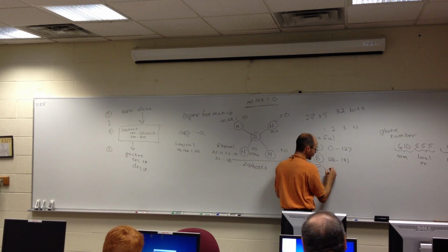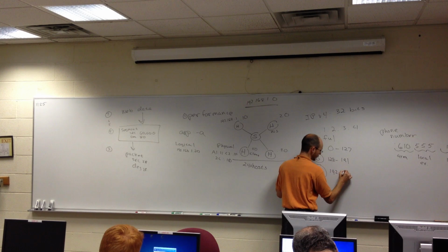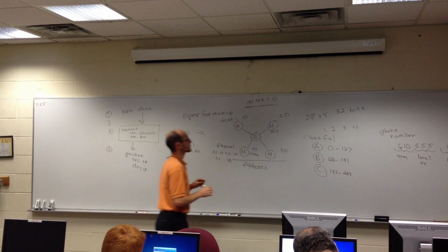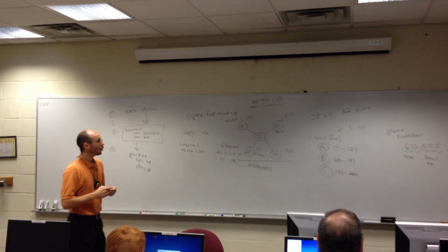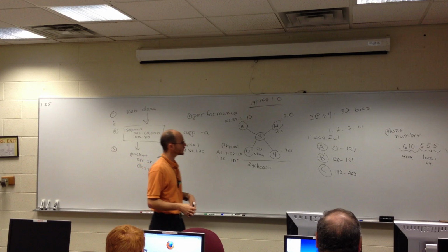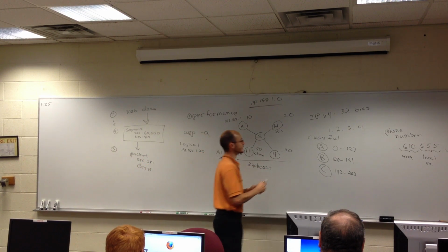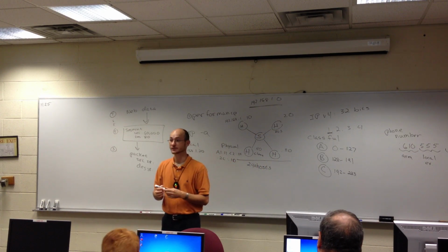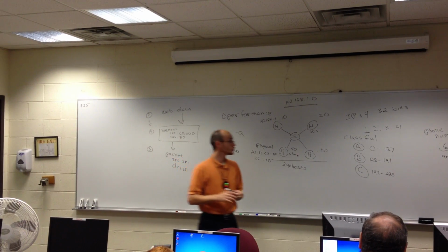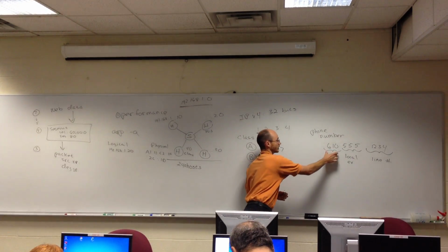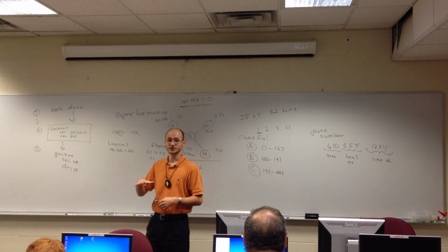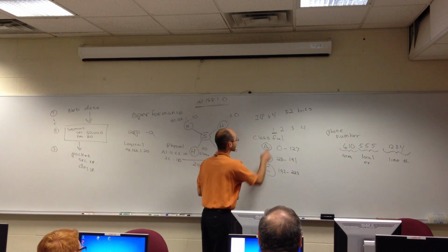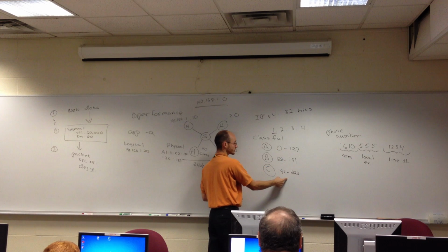And then class C would be what? 192 to 223, because the next one would be 224. Very good. Now, if I'm looking at a number's first octet, you know a classful address, you look at the first octet. No different than when you look at the first 3 digits, you know it's going to be a long distance call or not, correct? So when I look at this octet, I try to find a match in these 3 categories.